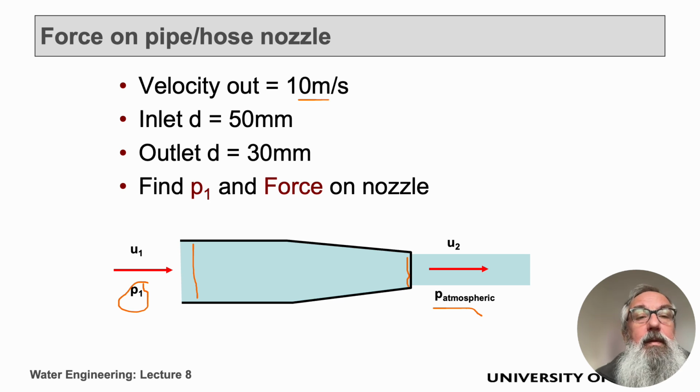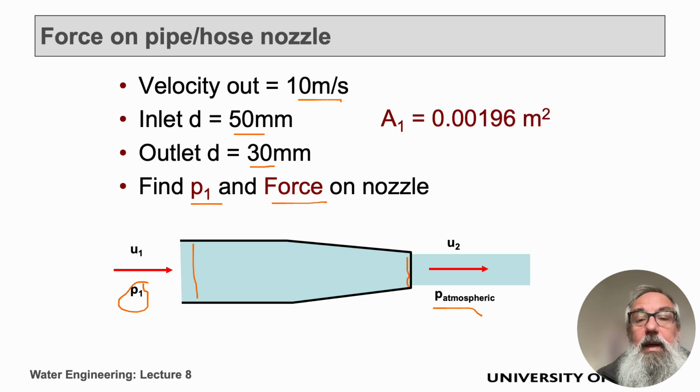So if we're told here the velocity out, u2, is 10 meters per second. Remember that's very fast. Inlet diameter, so diameter at 1, is 50 millimeters. Outlet diameter is 30 millimeters. Find the pressure force. So find the pressure P1 and the force. Well, to calculate the force, we would have to calculate P1. So we'll just go through that process.